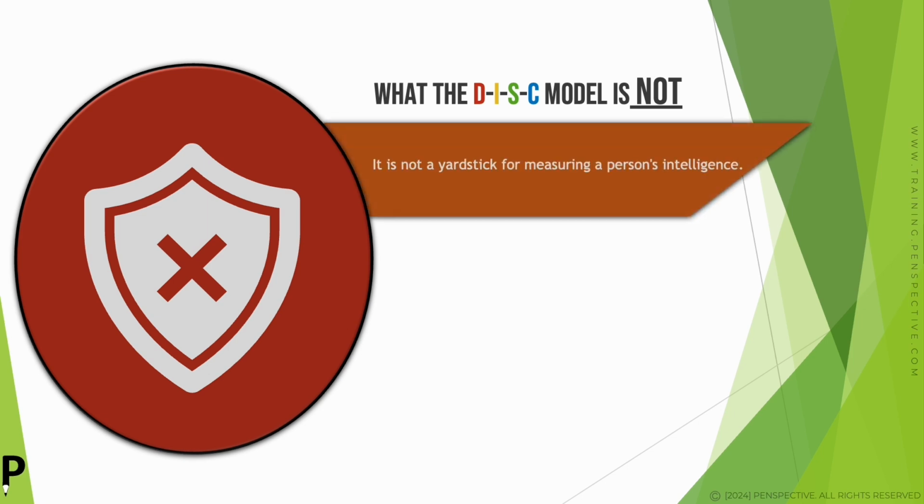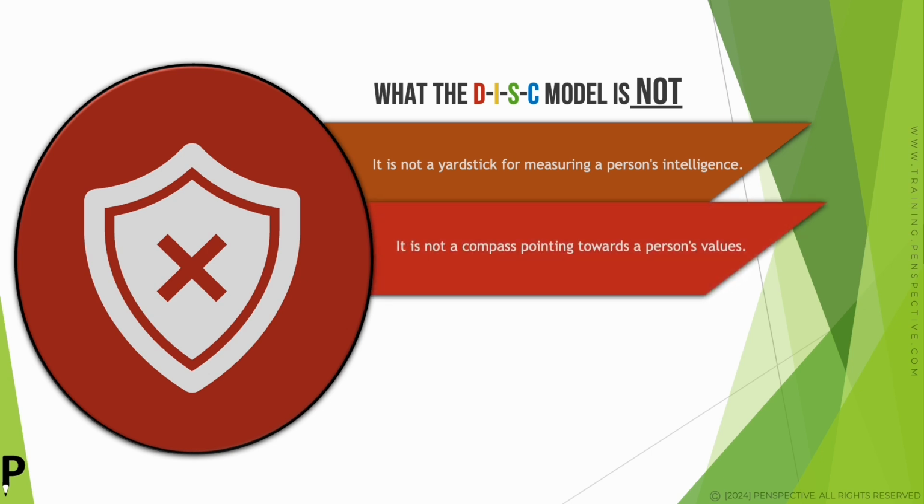D.I.S.C is not a yardstick for measuring a person's intelligence. Intelligence is a multifaceted concept that defies simple quantification, and D.I.S.C's lexicon offers no insight into one's intelligence quotient. D.I.S.C is not a compass pointing towards a person's values. Values serve as the guiding stars of behavior, the why behind our actions. They reside beyond the observable realm and require dialogue for exploration. D.I.S.C does not delve into the intricacies of values.